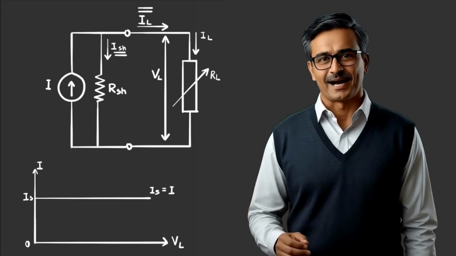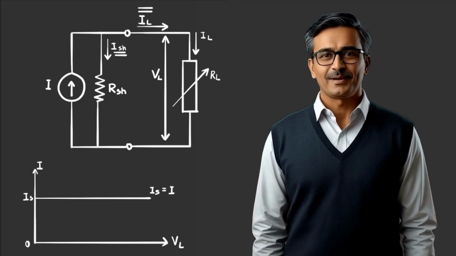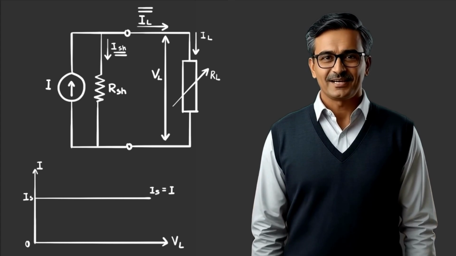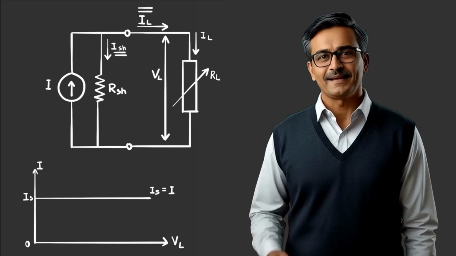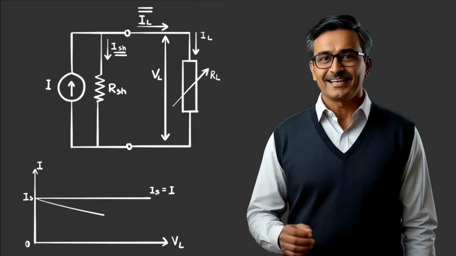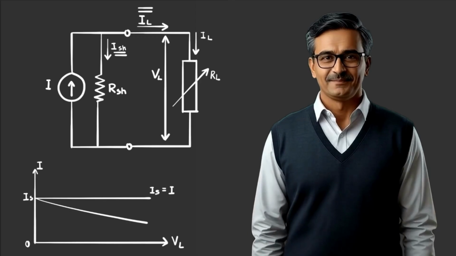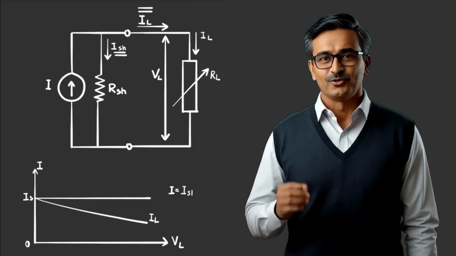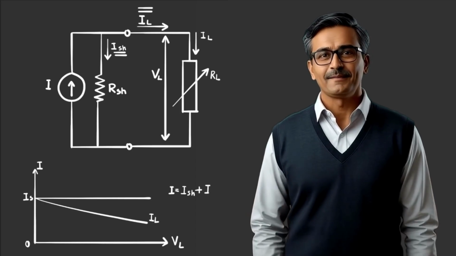That is why a practical current source cannot maintain perfectly constant current when the load changes. Its VI characteristic is an inclined straight line. This shows that as voltage increases, load current slightly decreases. This behavior clearly separates a practical current source from an ideal one.